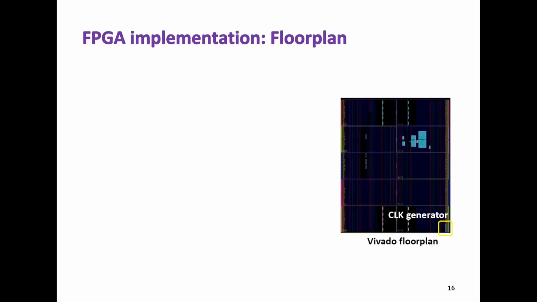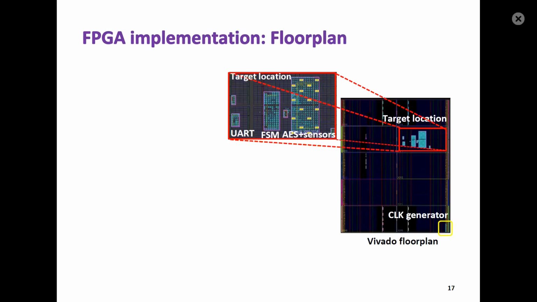This schematic shows the floor plan of our device under test extracted from the Vivado tool. We put the clock generator, under localization constraint, far enough from our target location. In a close-up of our target location, we see the distribution of our 16 sensors in a yellow rectangle, with these sensors locally distributed inside the AES block.